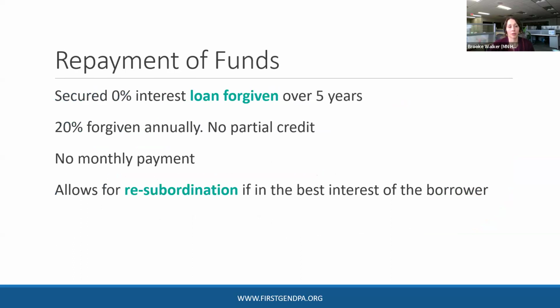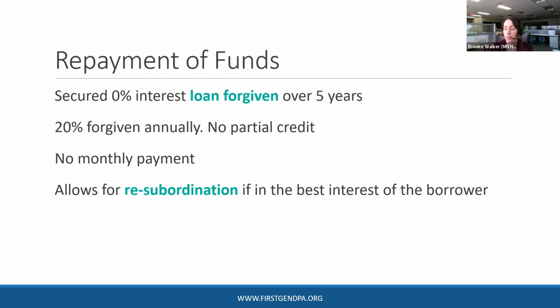Repayment of funds. In addition to creating access to homeownership, there is a secondary goal of this program, which is to help increase wealth. So it is a zero interest loan that is forgiven over 5 years. It will be forgiven 20% per year with no partial credit. There's no monthly payment. And again, in alignment with those best practices, it does allow for resubordination if it's in the best interest of the borrower.